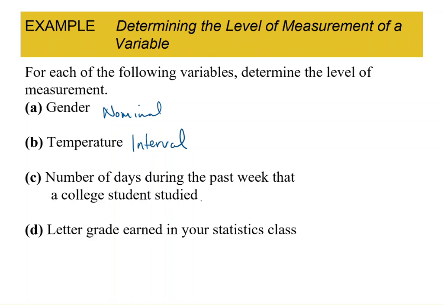So let's check the ratio condition. So the ratio level, that value of 0 means the absence of the quantity, which it does. And the ratios have meaning. So if one week a student studied 2 days and the next week a student studied 4 days, we could divide those, 4 divided by 2 would be 2, and conclude that that second week the student studied 2 times as often as the first week. And so that definitely has meaning. And so this would be at that ratio level.